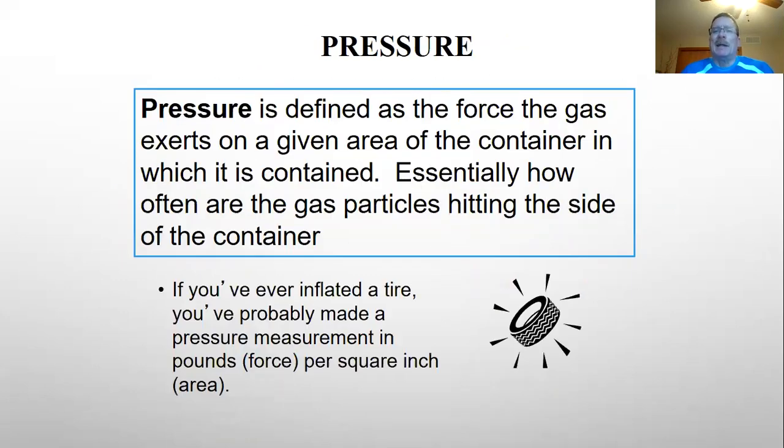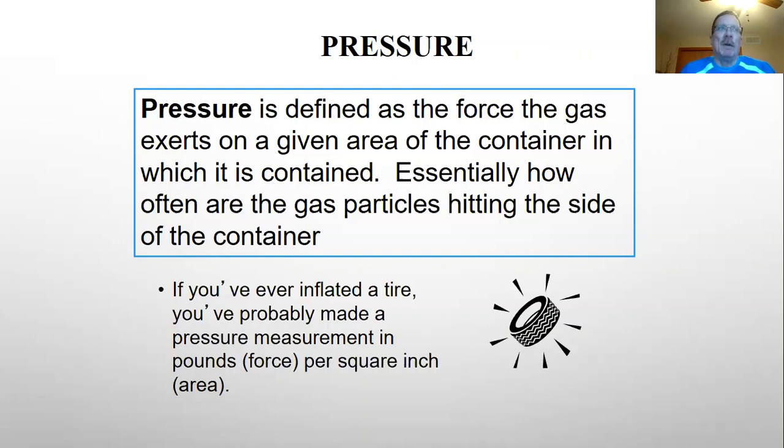Okay, and that gets us to pressure. This will be a main focus of what we're doing. Pressure is defined as the force the gas exerts on a given area of the container in which it is contained. Essentially, how often are the gas particles hitting the side of the container? If you've pumped up your bike tire or your car tire, and they give you a certain number in PSI, pounds per square inch, that gives you the idea of the force in a given area. That's one measure of things. Blood pressure is, again, a measure of particles bouncing off the walls of the vessel.